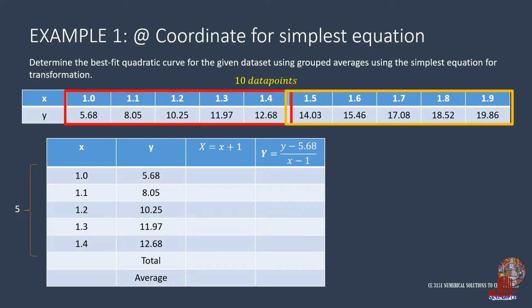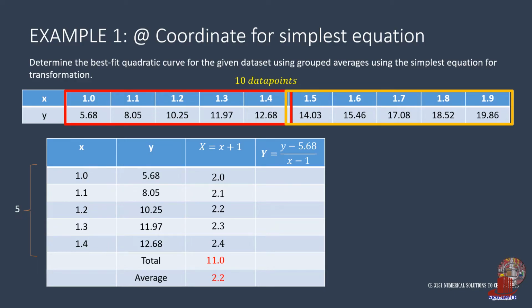If x is 1, capital X is 1 plus 1, which is 2. At x equal to 1.1, capital X is 2.1. With x as 1.2, capital X is 2.2. If x is 1.3, capital X is 2.3. Then, if x is 1.4, capital X is 2.4. Add all capital X's together to get 11. Then divide 11 by 5 to have 2.2.